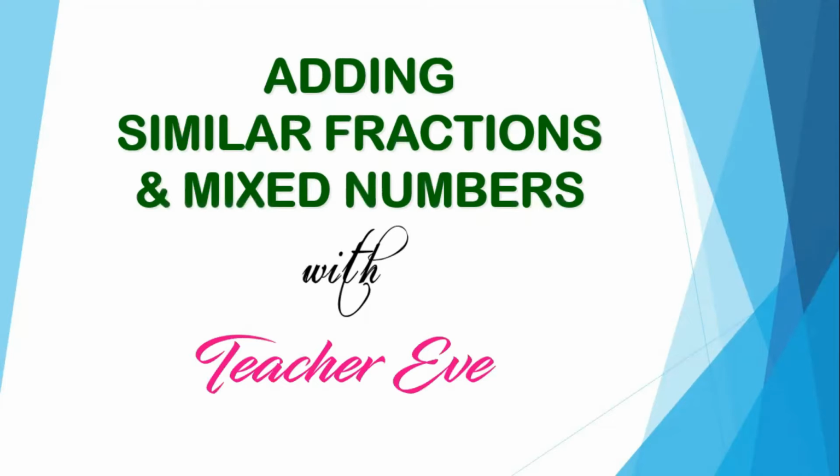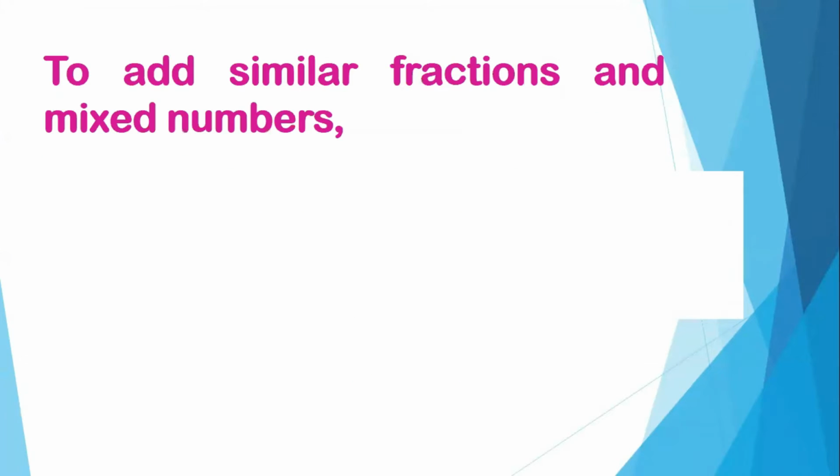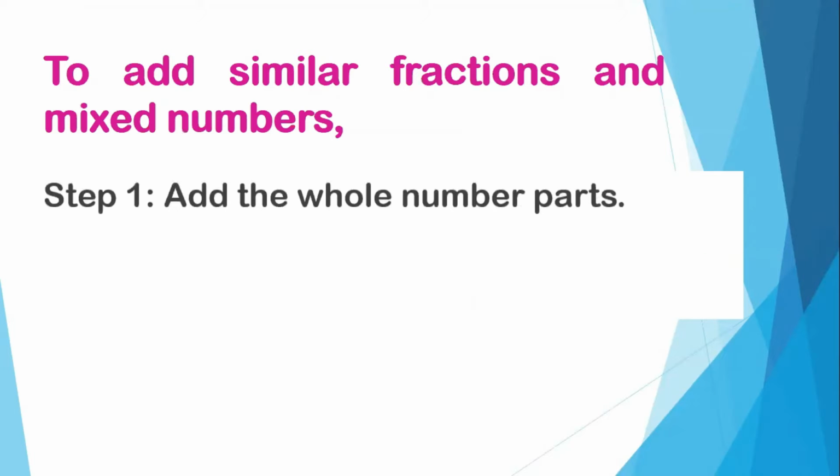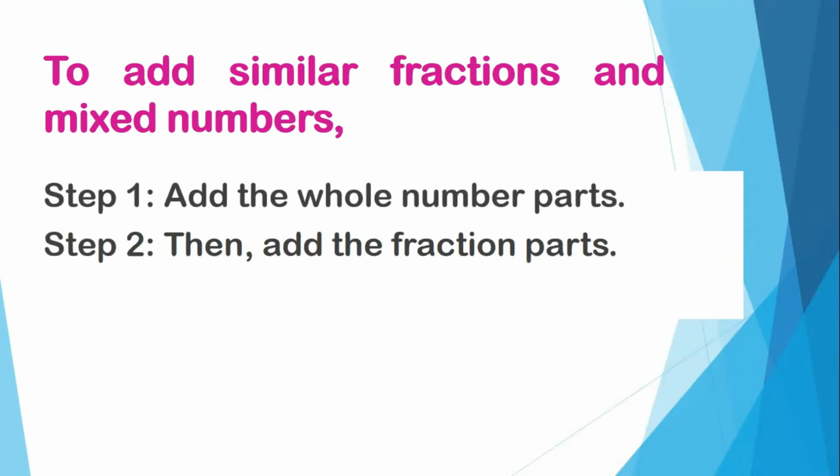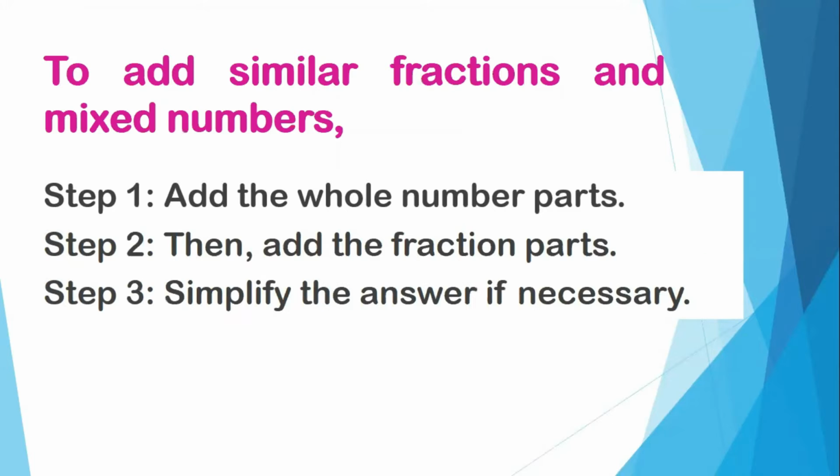So to begin with, let us discuss first the steps or the procedures in adding similar fractions and mixed numbers. So first, add the whole number parts. Next, add the fraction parts. And then, simplify the answer if necessary. That's all. We only have 3 steps and we're good to go. Now let's move on to our examples.